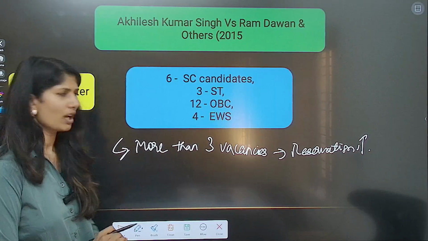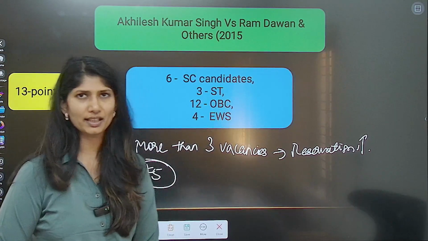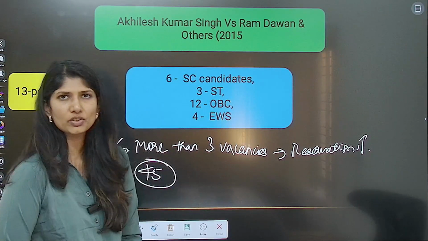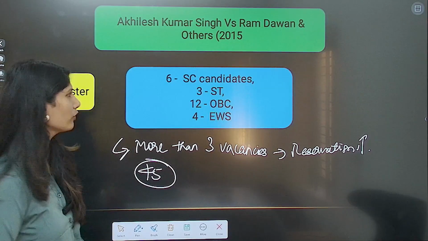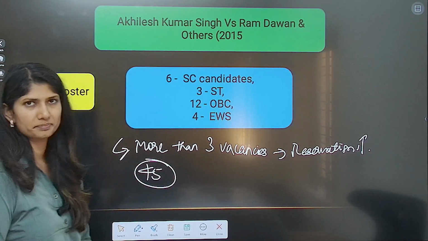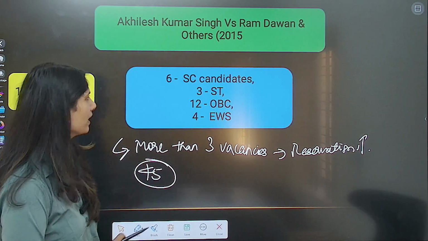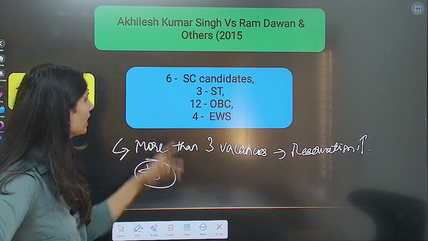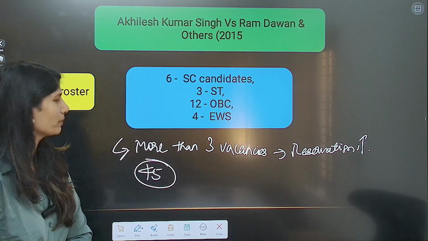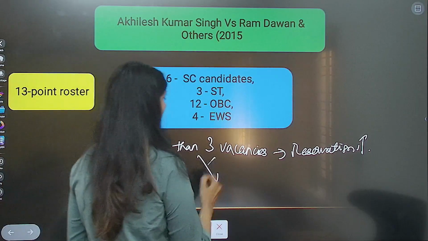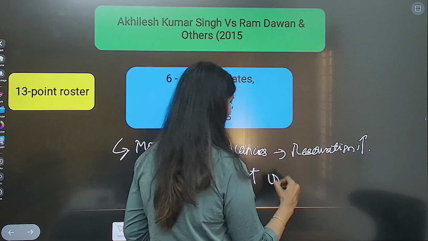Fine, okay. But now we saw it was 45 posts. So it qualifies under this, right? That is, it is more than 3 vacancies and reservation should be given, yes or no? With respect to reservation, we follow something called the 13-point roster, wherein among these 45 vacancies, 6 seats should have been given to SC candidates, 3 to ST candidates, 12 to OBC candidates, and 4 to EWS candidates. This should have been done, but it was not done. But despite the fact that it was not done, it was not violative. It was not wrong.